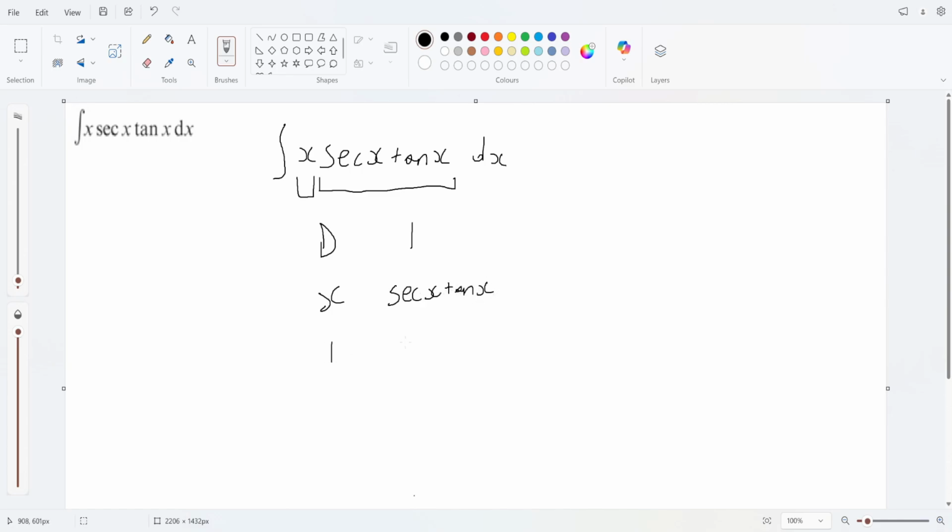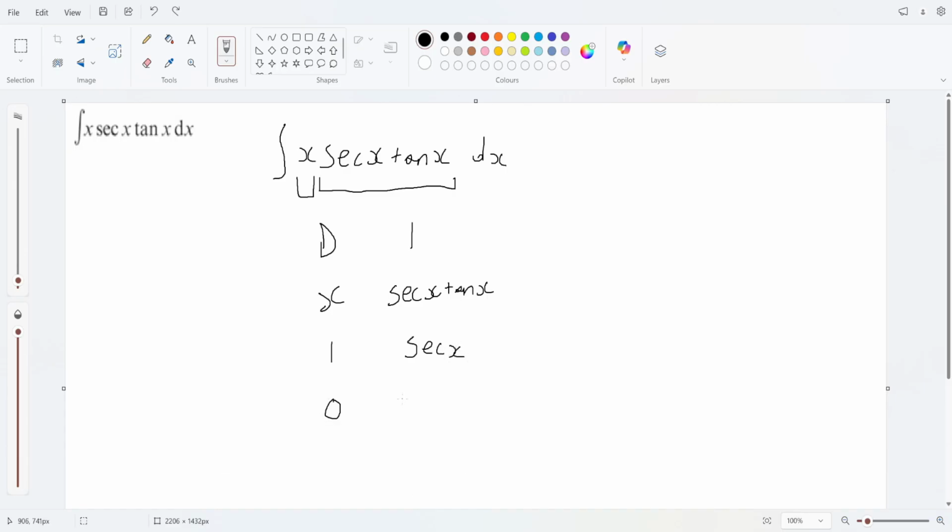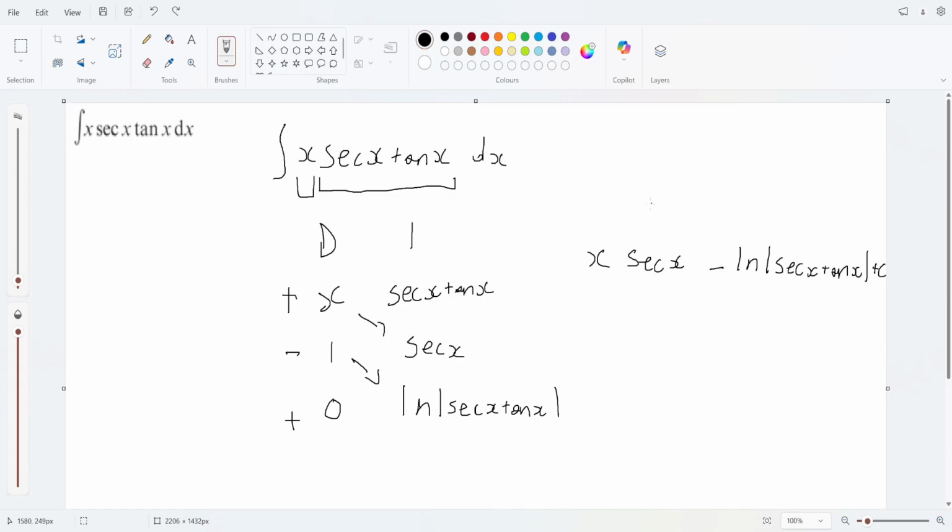So then this just goes to 1, this goes to sec x, and this goes to 0, and then sec x goes to ln sec x tan x. And these are both in the formula book, by the way, so you don't need to remember these. But anyways, if I do my plus minuses like that and then multiply, it's going to be x sec x minus ln sec x tan x plus c. There we go, that's it. So moving on to the next question.